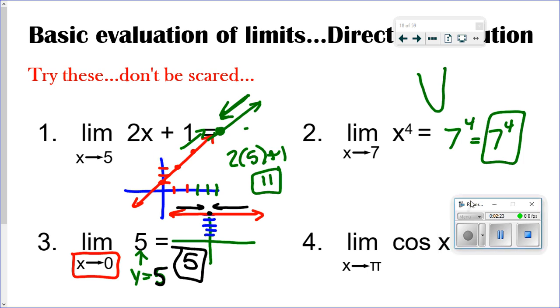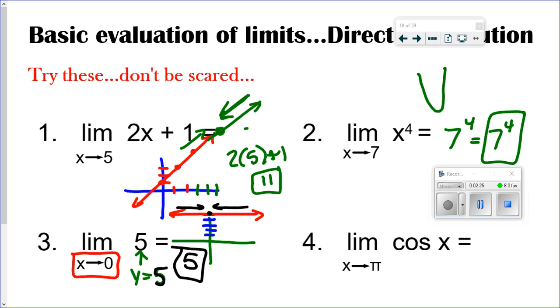We look at example 4. The cosine graph, hopefully you remember from trig, looks sort of like this. It starts at 1, it goes down, and that's our pi right there. But either way, it's continuous. So as it goes to the left and as it comes from the right, it's getting close to the same value. So if you plug pi in, the cosine of pi is -1. Yeah, the cosine of pi is -1. I just messed that up.